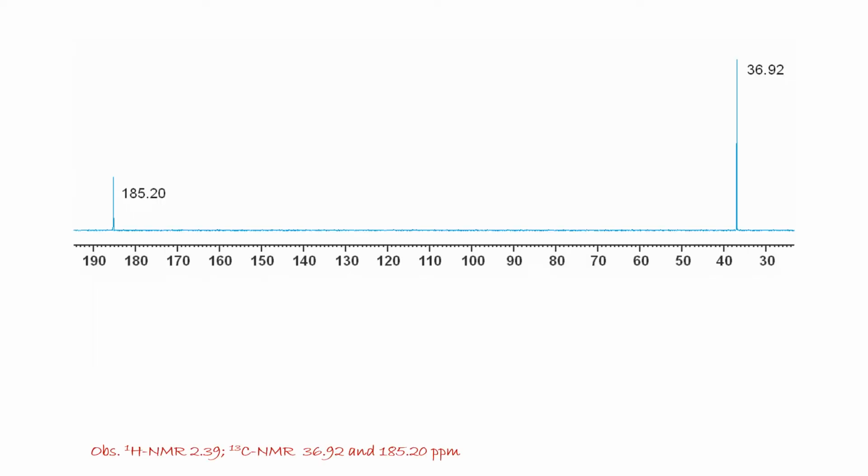Okay. Now we have carbon 13 at 185.20 and another peak at 36.92. The first one indicates that we have a carbon from the carboxylic acid family, and we have here sp3 carbons adjacent to C double bond O.